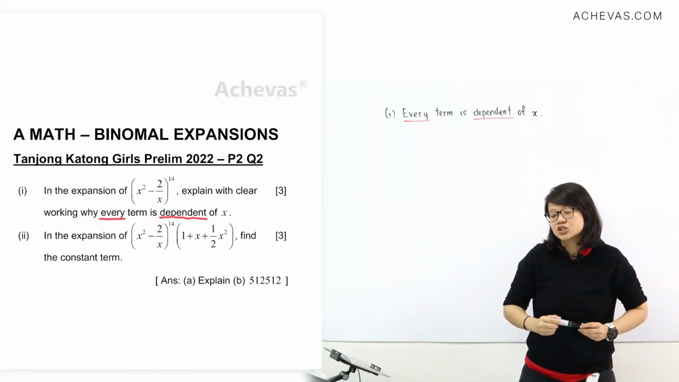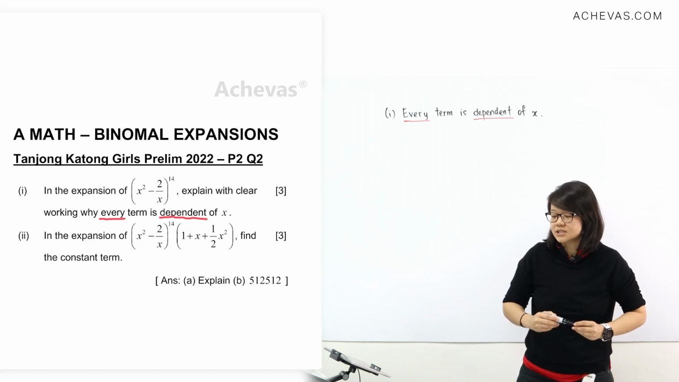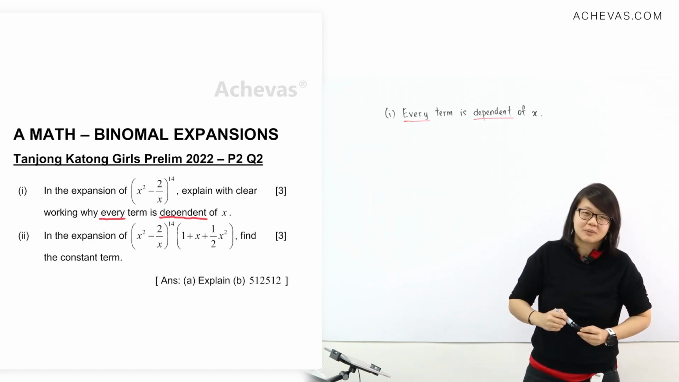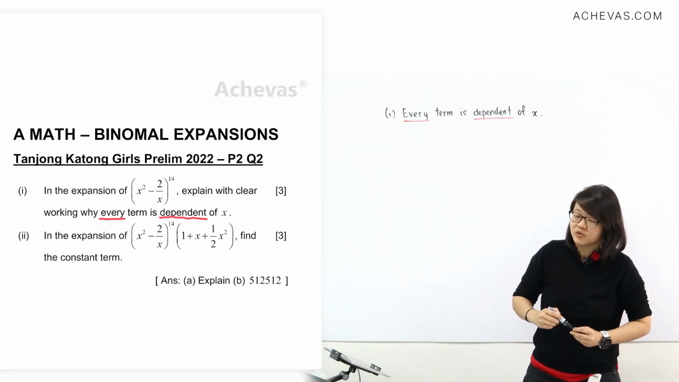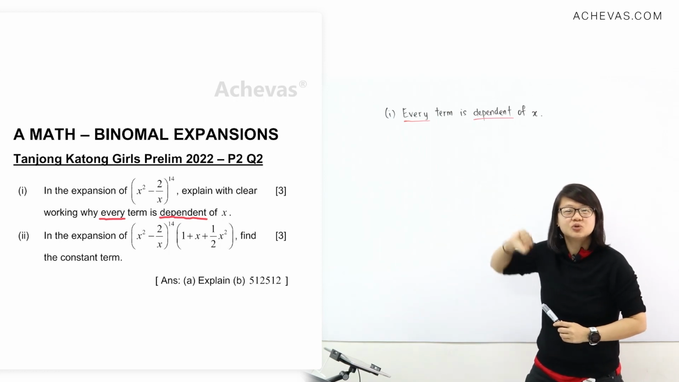Let's take a look at Tanjong Katong Girls Prelim 2022, Paper 2, Question 2. In the expansion of (x squared minus 2 over x) to the power 14, explain with clear working why every term is dependent on x. Now, this might sound a bit new to you.